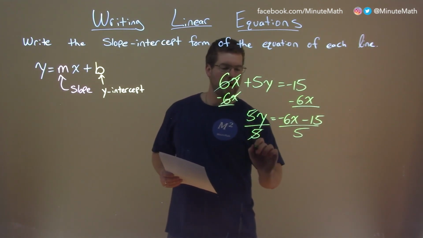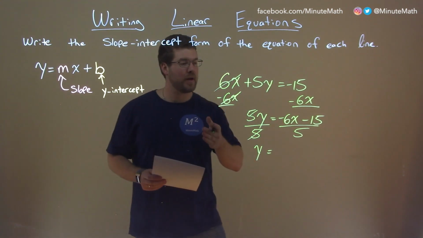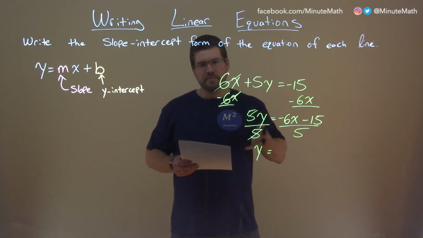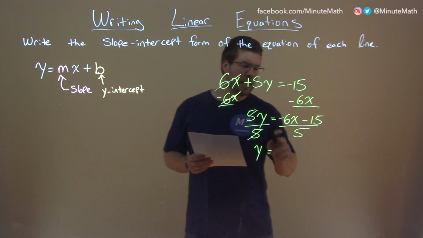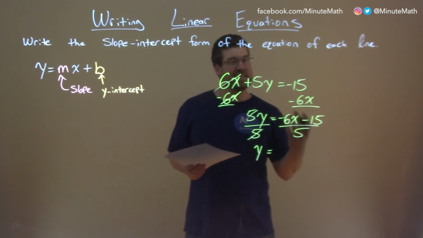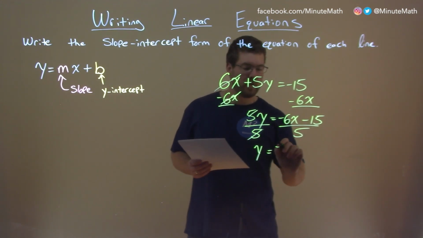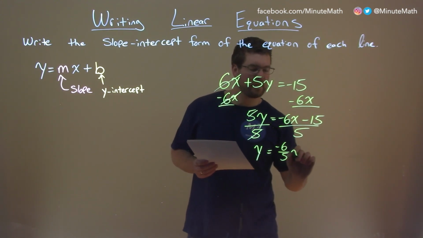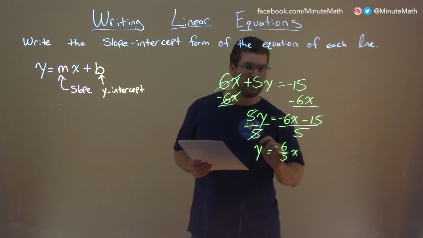This gives us y by itself on the left, which is great, but on the right, we need to simplify this. 5 goes to both parts, so negative 6 divided by positive 5. Can't simplify that really anymore. We have a negative 6/5 x. That is our slope, negative 6/5.